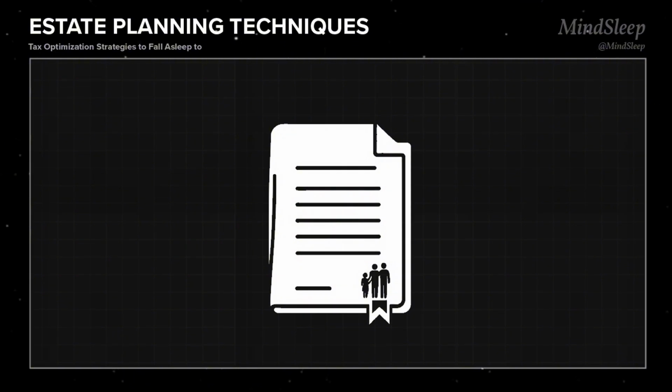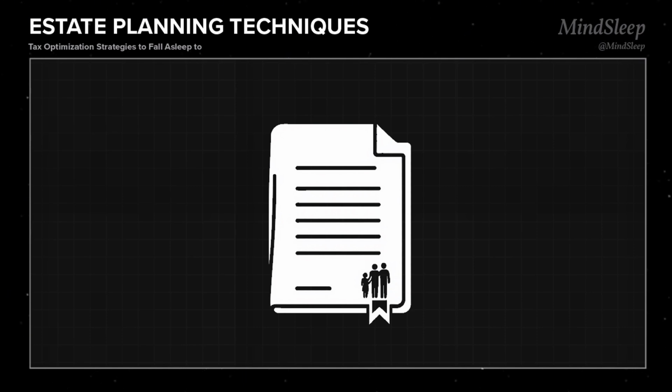The foundation of effective estate planning lies in understanding the basic structures available. Trusts, for instance, serve as powerful tools in this arena. A trust is essentially a legal arrangement where assets are held by one party, the trustee, for the benefit of another, the beneficiary. There are various types of trusts, each with its own tax implications.